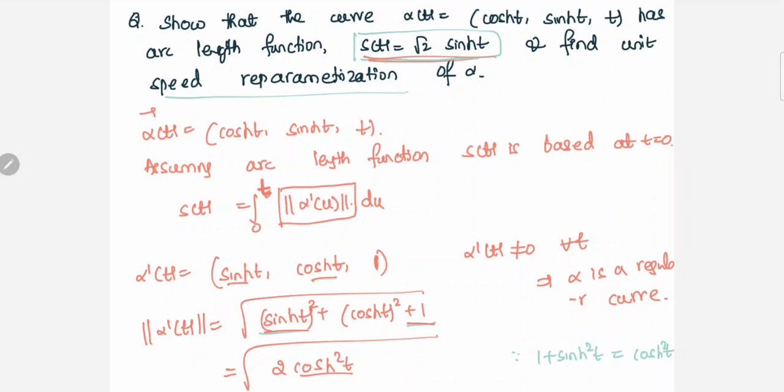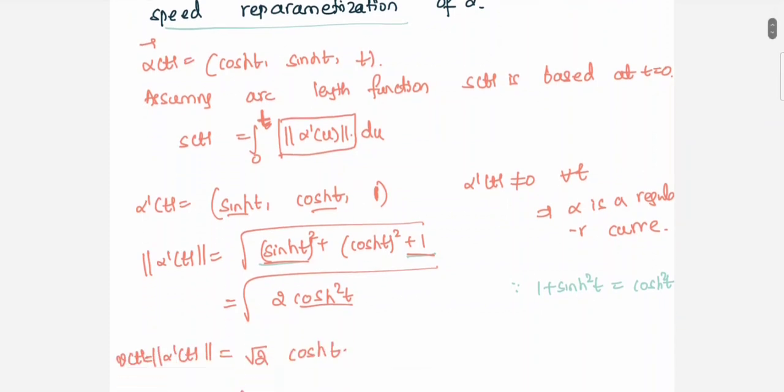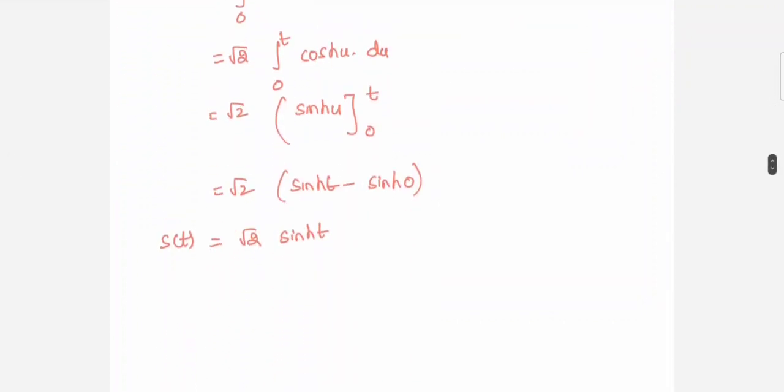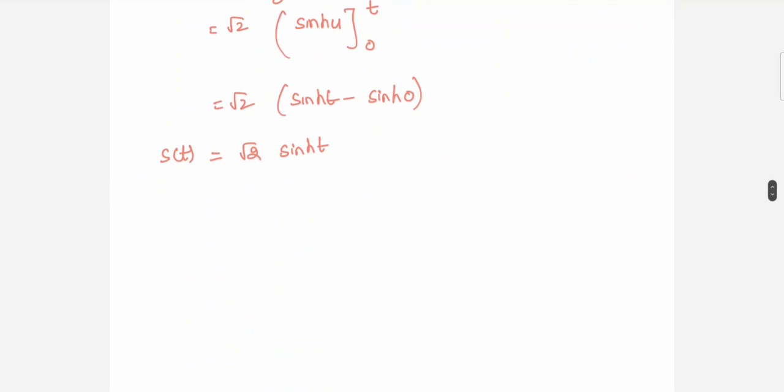Further, we have to find the unit speed reparameterization of alpha. Now the reparameterization of the curve alpha, which is a regular curve, using the arc length function will obviously have unit speed. Using the arc length function we will write the reparameterization beta. We have s is equal to root 2 sinh t. To apply the procedure for a regular curve, we have to write this equation for t. So sinh t is equal to s by root 2. Therefore t is equal to sinh inverse of s by root 2.